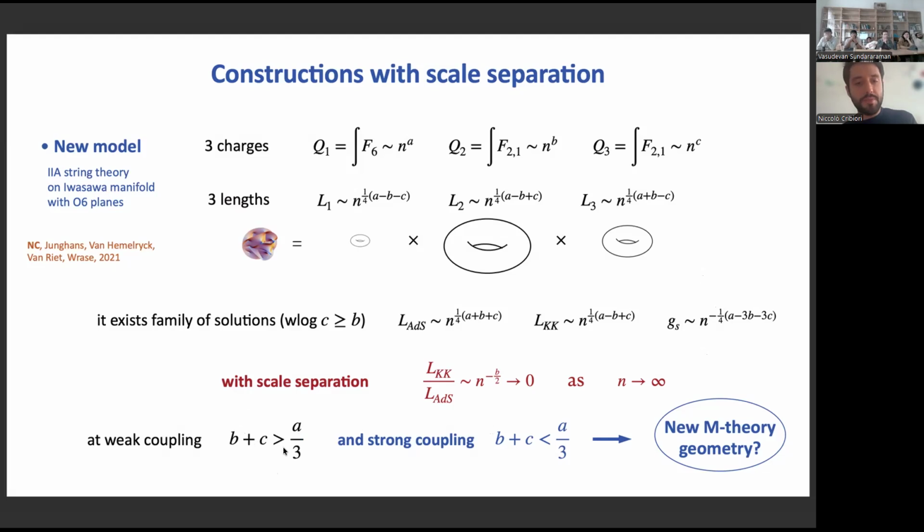And there are 2 branches depending on this inequality. Whenever B plus C is bigger than A over 3, we are at weak coupling, but we can also take the opposite regime and then we are at strong coupling. So what this is pointing us to is the existence of weakly coupled massless type IIA solutions with scale separation on the one hand, and also the possible existence of strongly coupled solutions with scale separation. So it means possible existence of M-theory solutions with scale separation, which deserve further investigation.